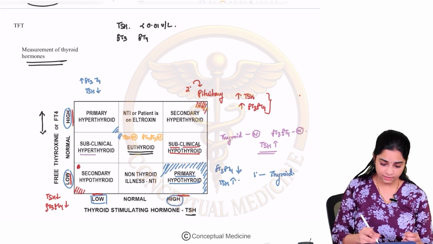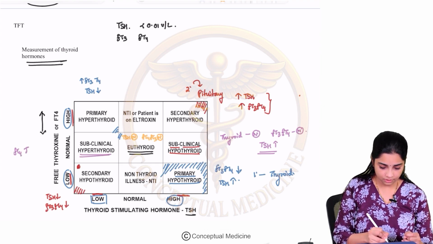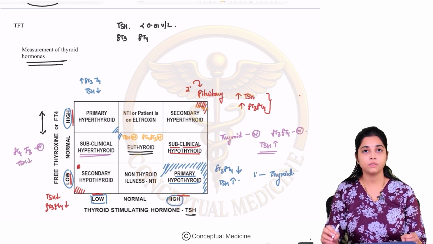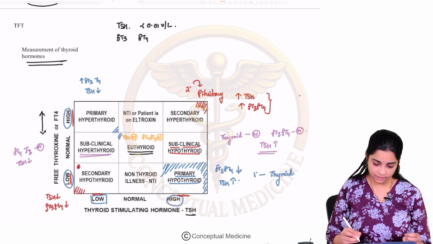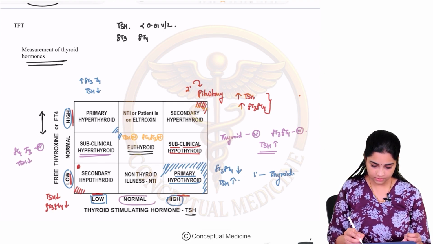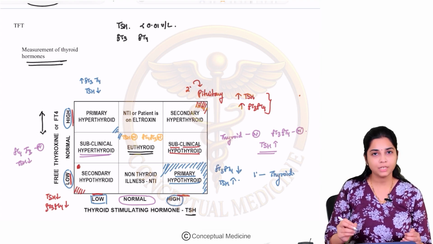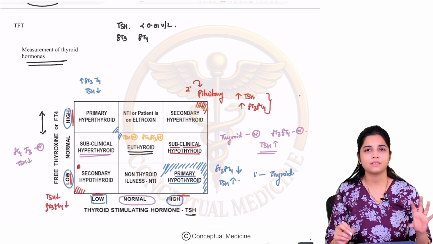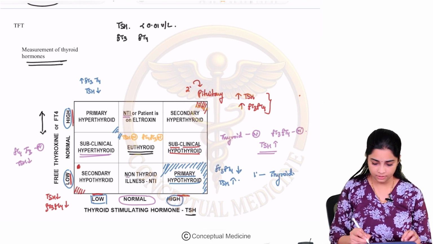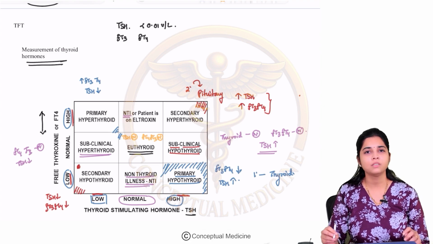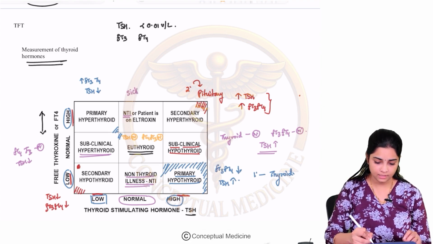In your subclinical hyperthyroidism, again the FT3, FT4 will be normal and the TSH will be low. Okay, fine. Now, what are the conditions where the TSH is normal, but FT3, FT4 will be high or low? TSH is normal, there are some variations in FT3, FT4. This happens in your non-thyroidal illness, what we call sick euthyroid.